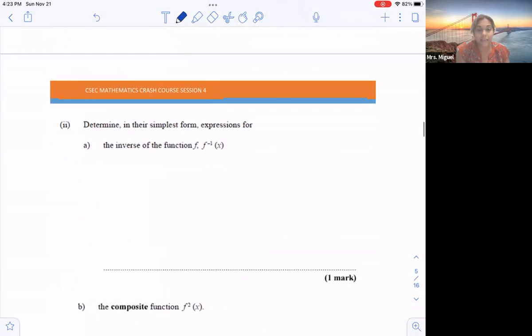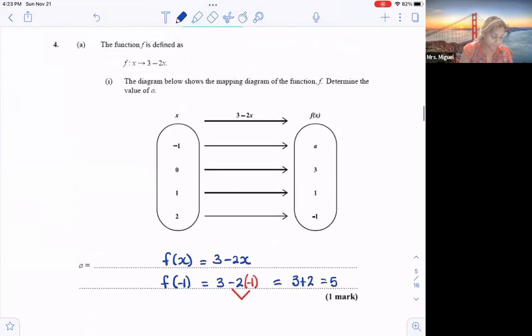We want to get the inverse. And you see that is only 1 mark. So here, it's only 1 mark for that. So I'm going to show you how to get the inverse.